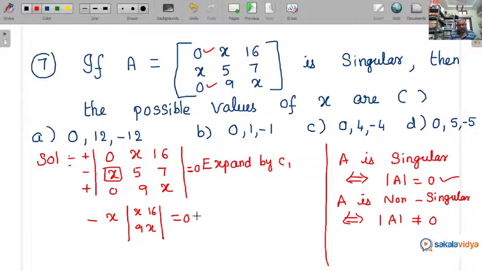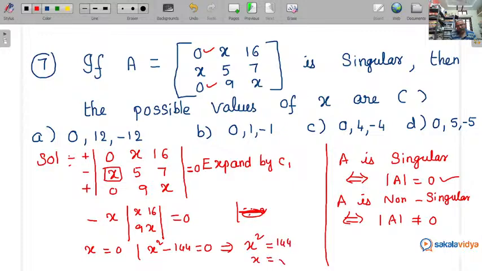So here we get two cases: x is equal to 0, and the determinant of this one, x square minus 16 into 9, 144, is equal to 0. So x square is equal to 144 and x is equal to the square root of 144. Square root of 144 means plus or minus 12. So 0, plus 12, minus 12. So option A is the right option.